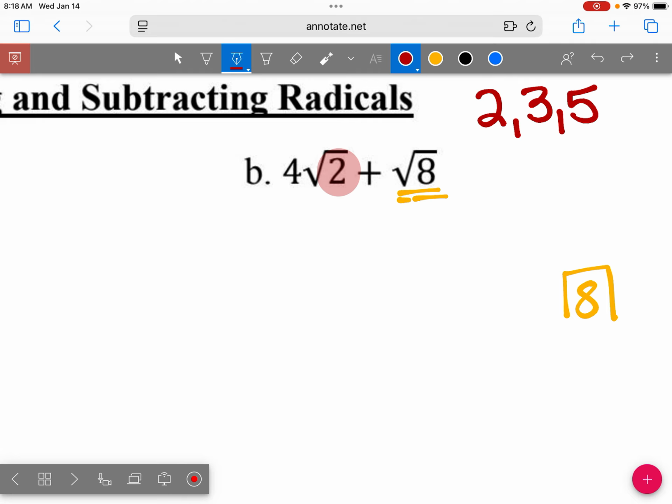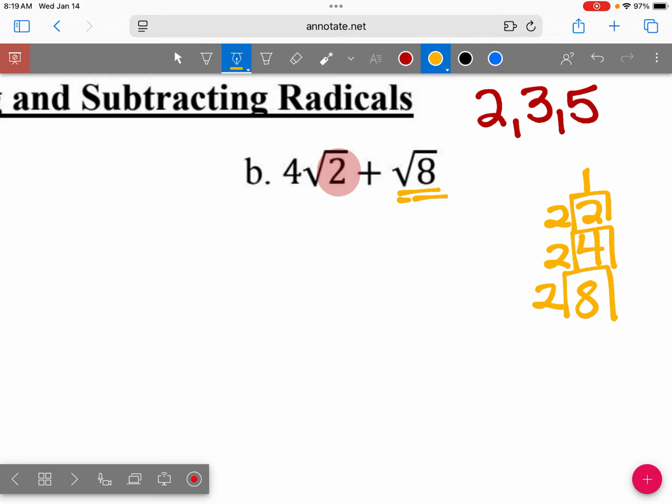So if you see a question where there's already a 2, a 3, or 5 underneath the radical, you know you're done. You can't do anything with that. All right, but this 8, we can. So 2 goes into 8 4 times. 2 goes into 4 2 times. And 2 goes into 2 1 time.